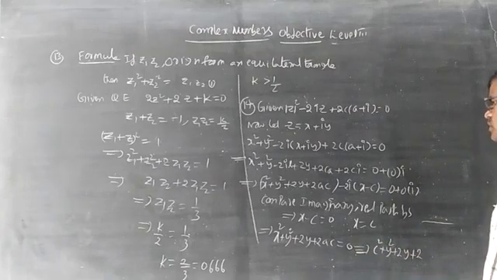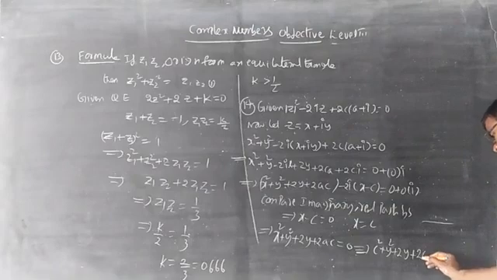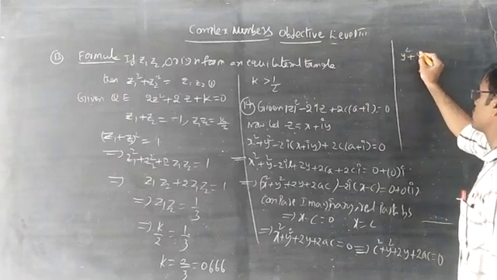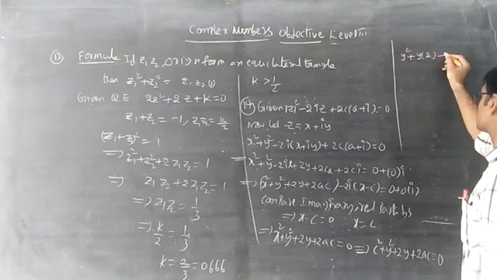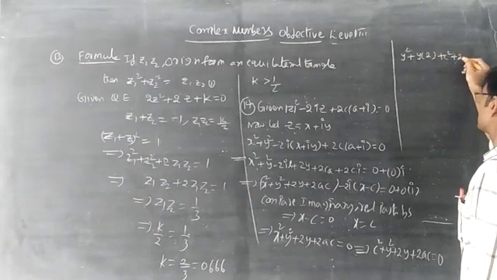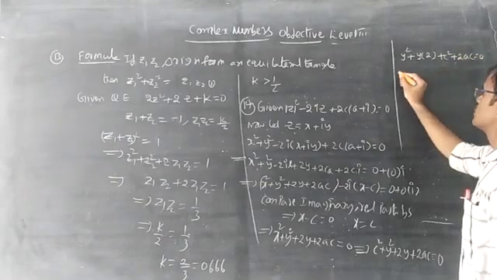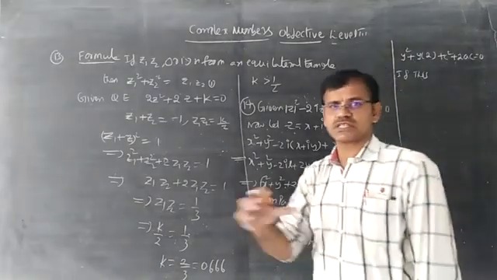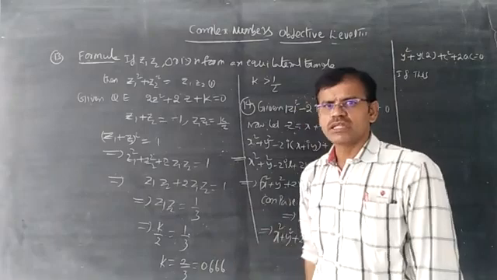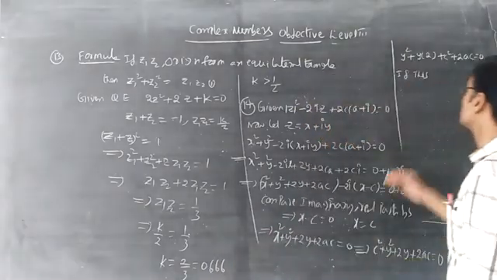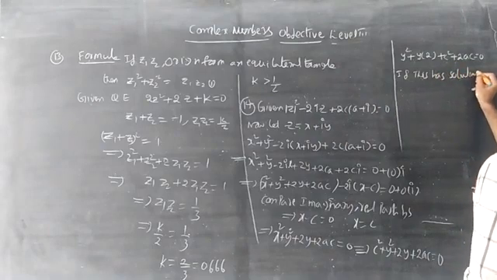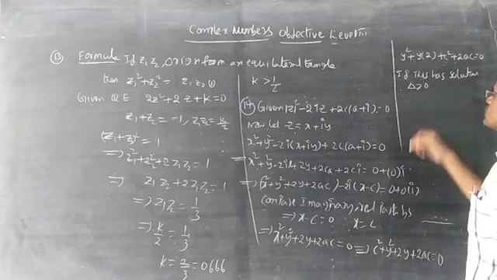C square plus y square plus 2y plus 2ac is equal to 0. Let this be a quadratic equation in y. Write it like this: y square plus 2y plus c square plus 2ac is equal to 0. If this quadratic equation has a solution, because he is asking that it possesses a solution, then the discriminant should be greater than or equal to 0.